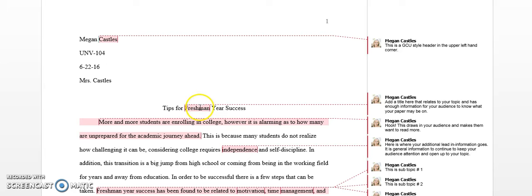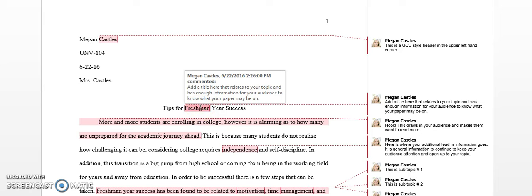Then you're going to come down here into where you have your title. So for my particular paper, I have written this on freshman year success. So the title that I have here is Tips for Freshman Year Success. The reason for that is you want to have a title that aligns with your topic and gives enough information for your audience to know what your paper may be on.